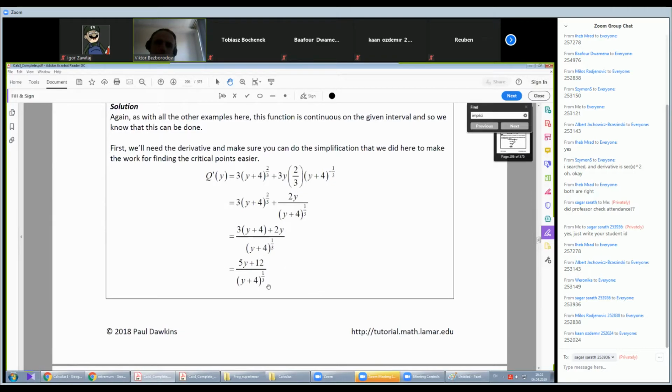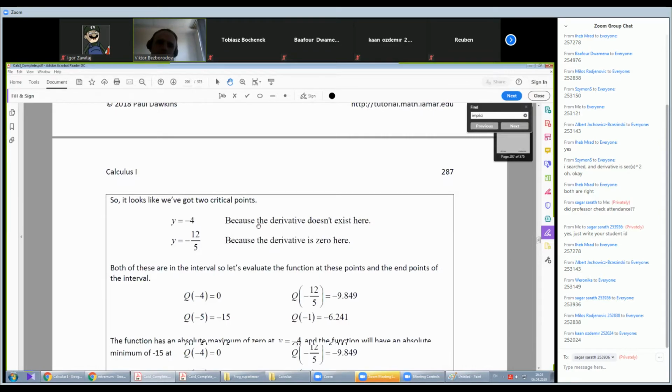So in this case, you see that this is a quotient. The quotient is going to be 0 if the numerator is 0, and the quotient does not exist if the denominator is 0. So you look for the points where this is 0, and then also this is 0, right? So you find those points.